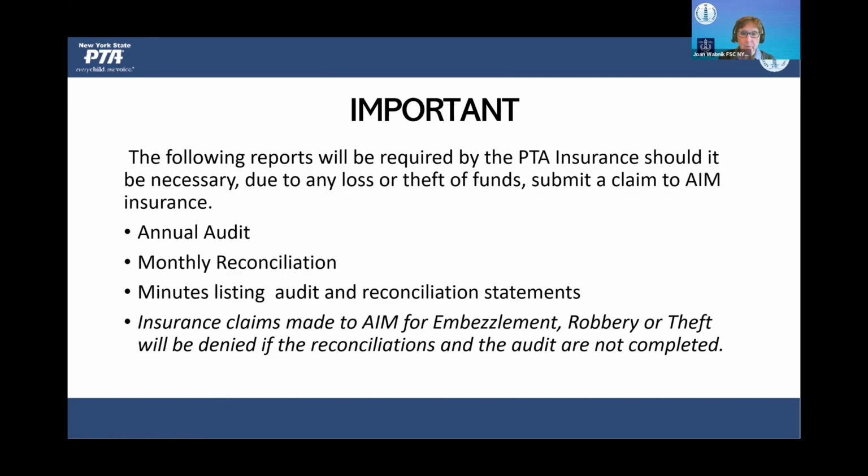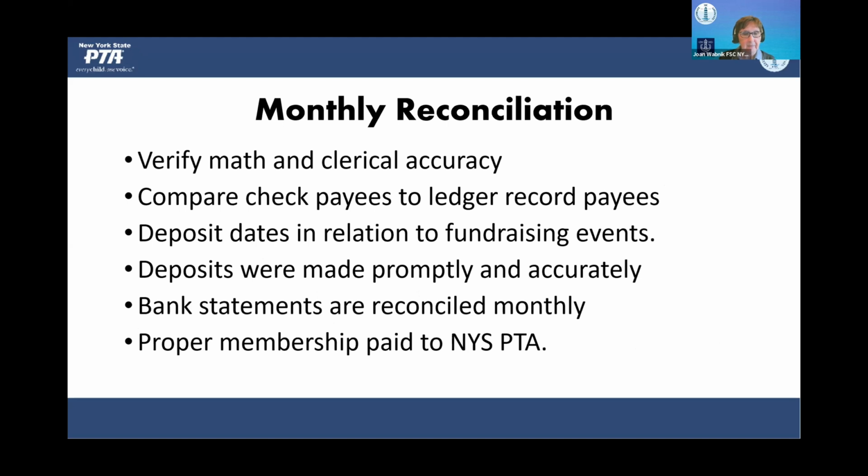The following reports will be required by the PTA insurance should it be necessary due to theft or loss of funds, and you need to submit a claim to AIM Insurance. So the annual audit, the monthly reconciliation, minutes listing audit and reconciliation statements. An insurance claim made to AIM for embezzlement, robbery, or theft will be denied if the reconciliation and the audit are not complete. Again, verify math and clerical accuracy, compare check payees, proper membership is paid to New York State, deposit dates in relation to fundraising events, deposits were made promptly and accurately.